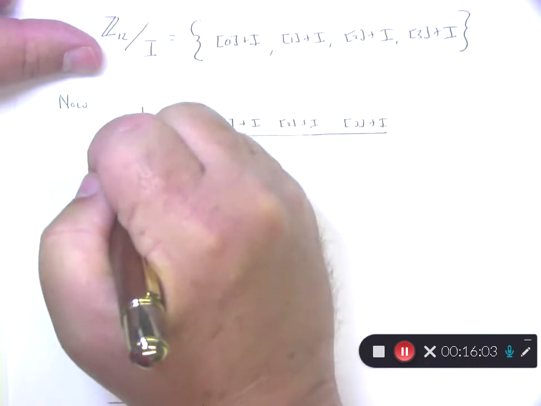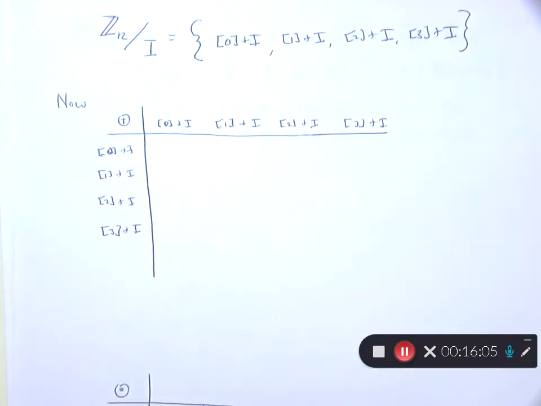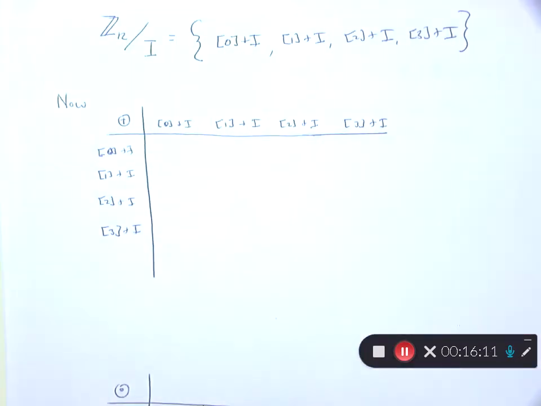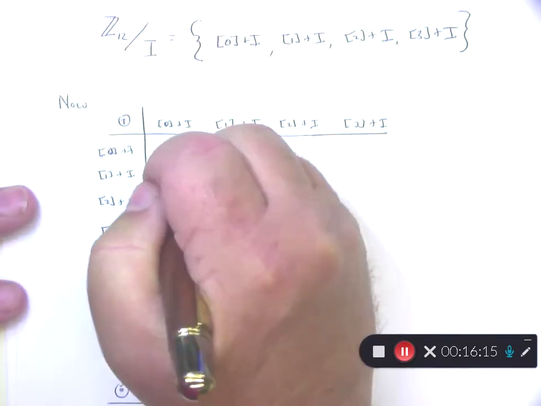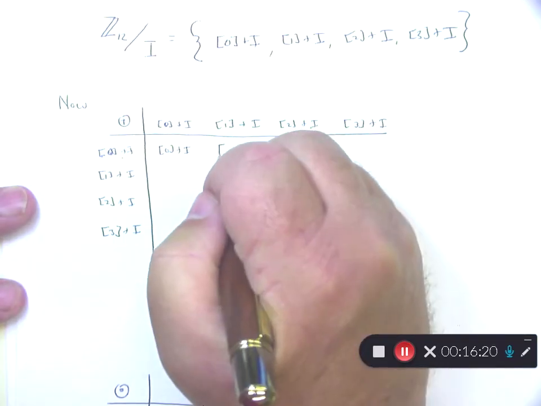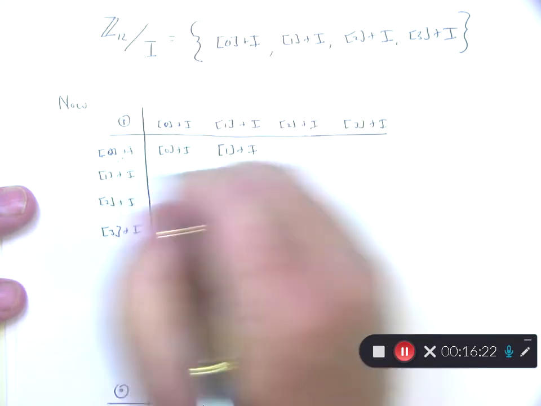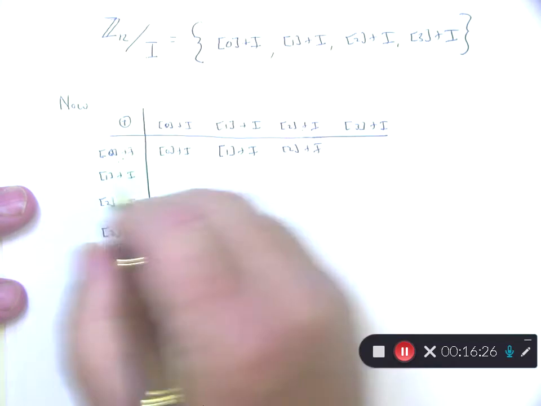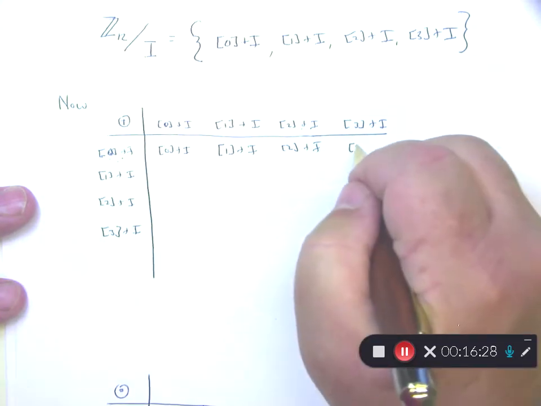And here we go, let's add. Remember how we define to add cosets. You add the elements and put a plus I, but catch a pattern. You can only have 0 plus I, 1 plus I, 2 plus I, and 3 plus I. So 0 plus I plus 0 plus I is 0 plus I. 0 plus I plus 1 plus I is 1 plus I. 0 plus I plus 2 plus I, 0 plus 2 is 2 plus I. And 0 plus I plus 3 plus I is 3 plus I.